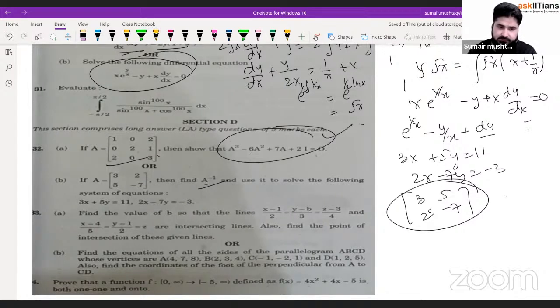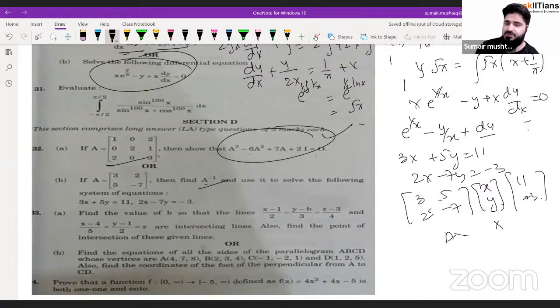X into this thing is equal to 11 and negative 3, isn't it? You can directly see that this is x and y. So this is your A, the coefficient matrix, and this is your B. Now how to find x? X is equal to A inverse B. From the inverse you can find it. Get the answer of this question. This is a simple NCERT question.